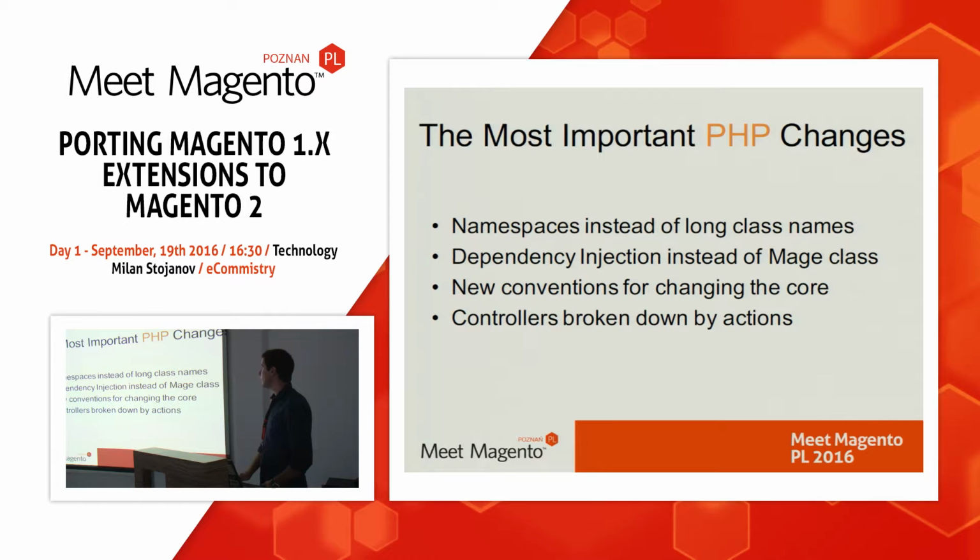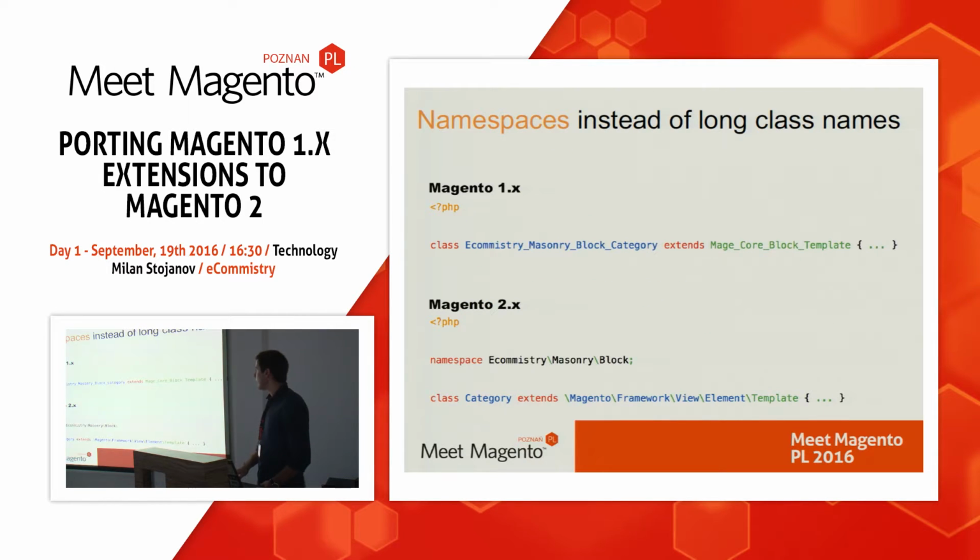Some of the most important PHP changes. Of course, we can't cover all of them in the limited time we have, but at least let's see what's the most important. So we have namespaces instead of long class names. We have dependency injection instead of Mage class. New conventions for changing the core. And we'll finish this presentation by saying something about controllers too. Let's see one by one.